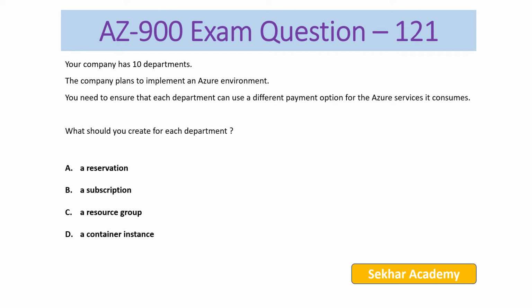AZ-900 exam question number 121. Your company has 10 departments and plans to implement an Azure environment. You need to ensure that each department can use a different payment option for the Azure services it consumes. What should you create for each department? The options we have: A. a reservation, B. a subscription, C. a resource group, and D. a container instance. You need a different payment option here, which means you need a different subscription for each department. So the right option is B, a subscription.